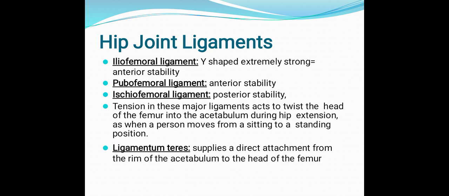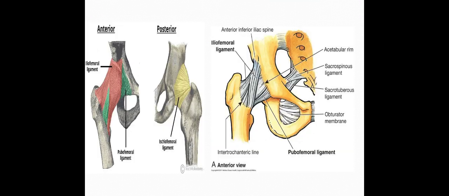Tension in these major ligaments acts to twist the head of the femur into the acetabulum during hip extension, as when a person moves from a sitting to a standing position. Ligamentum teres supplies a direct attachment from the rim of the acetabulum to the head of the femur. These are the ligaments.